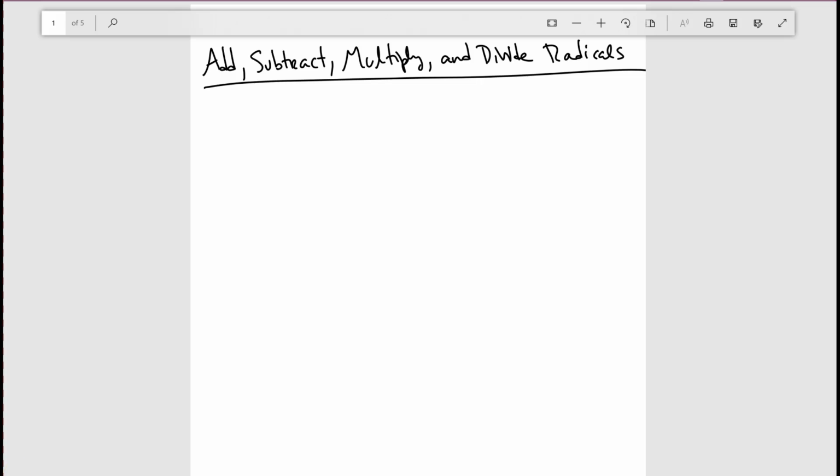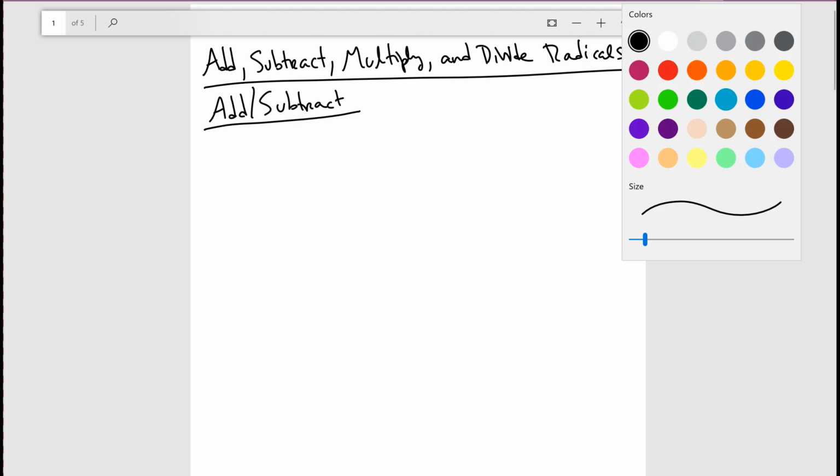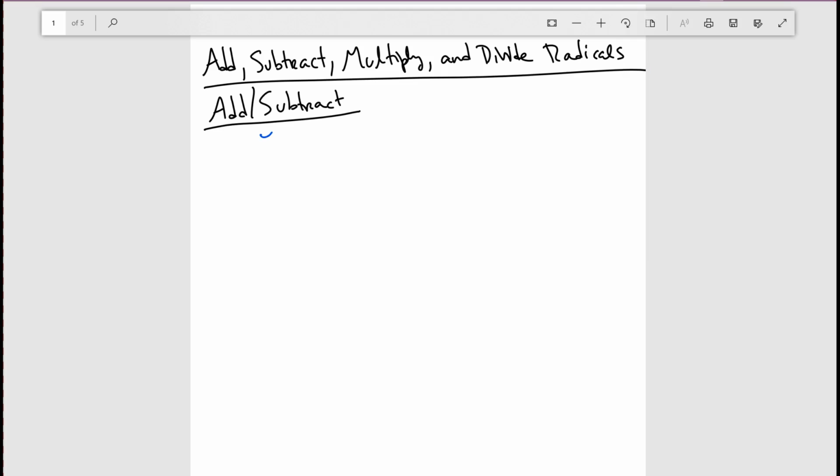So this is the next section about adding, subtracting, multiplying, and dividing radicals. Okay, so the first thing that we're going to do is start with add and subtract. So adding and subtracting. The one thing that you really want to do when you're adding and subtracting radicals is look for like terms. Okay, so things that look the same. And in this case, we're going to look for like radicals.